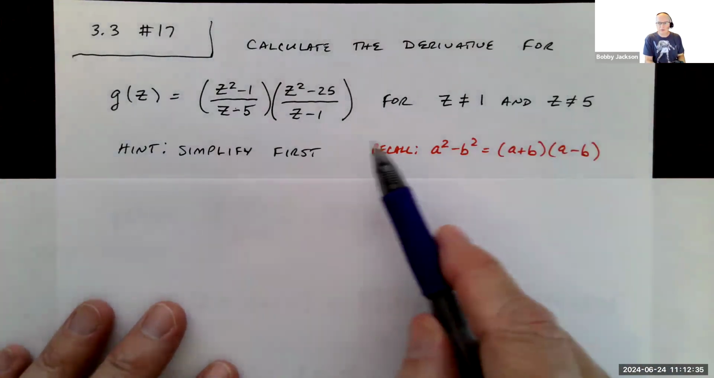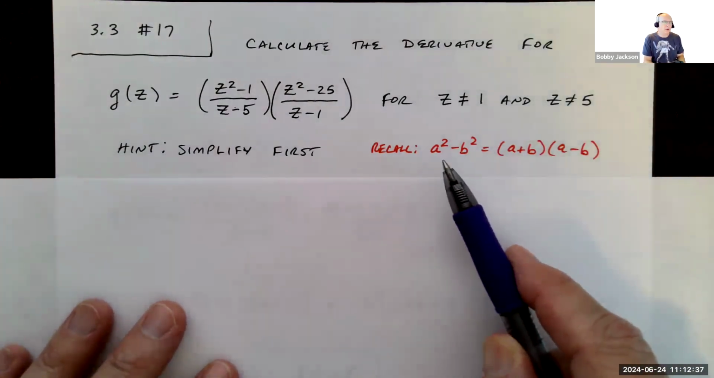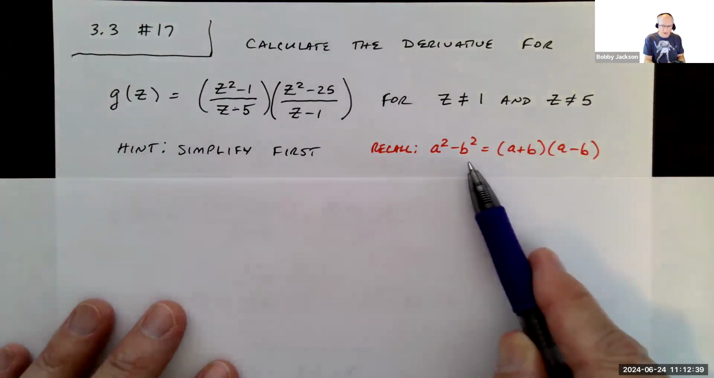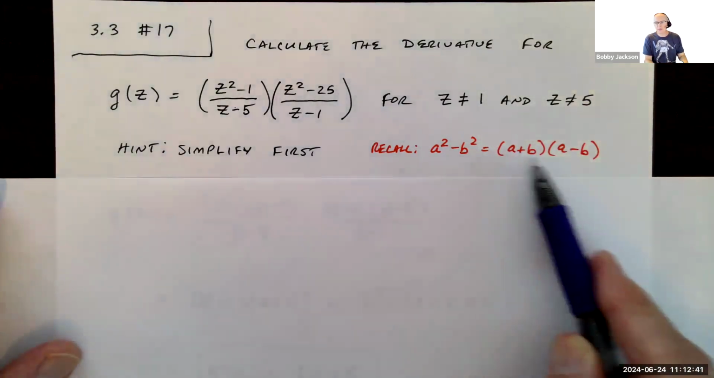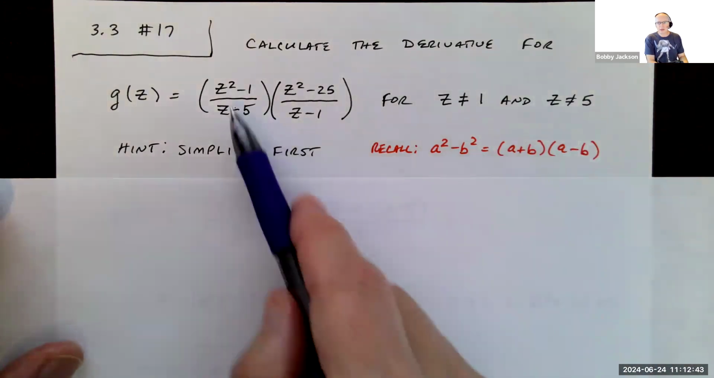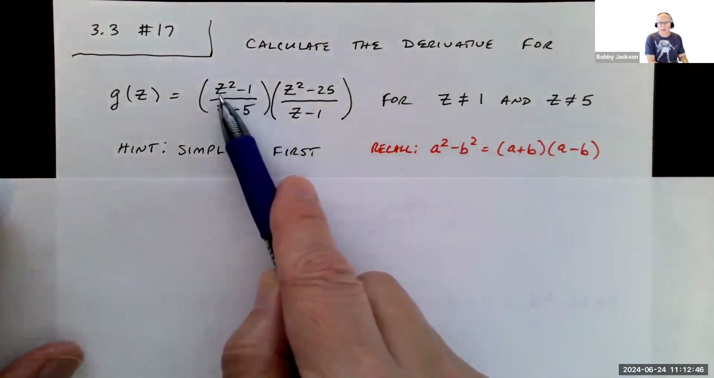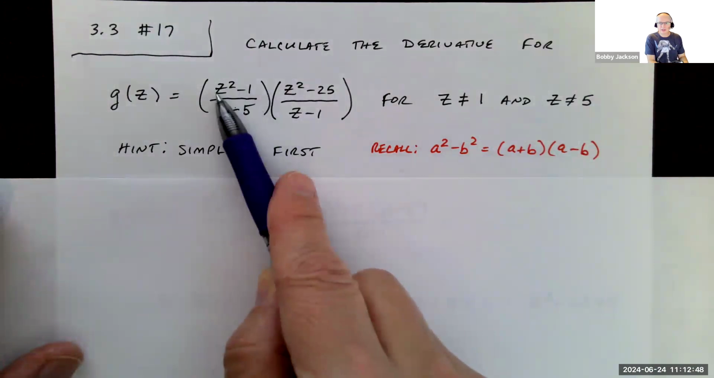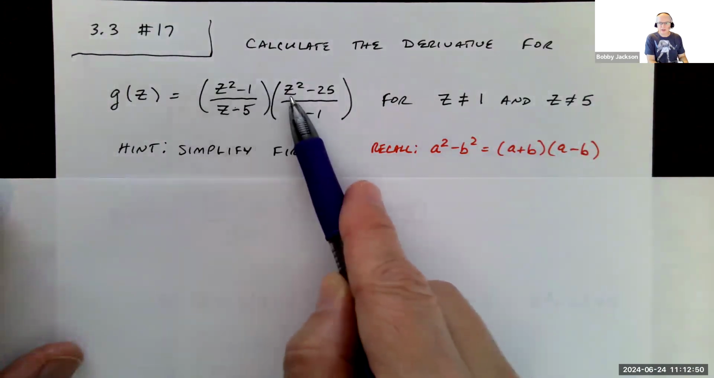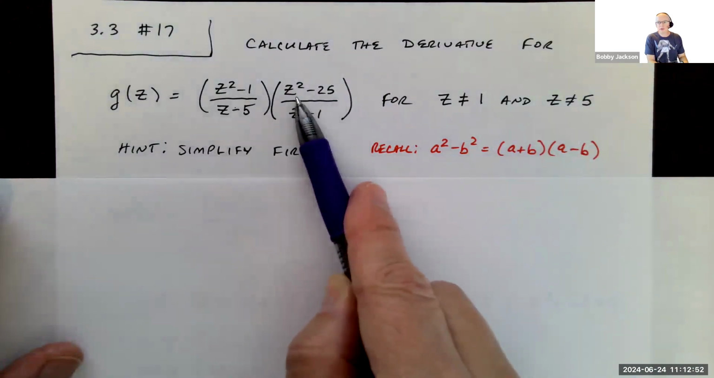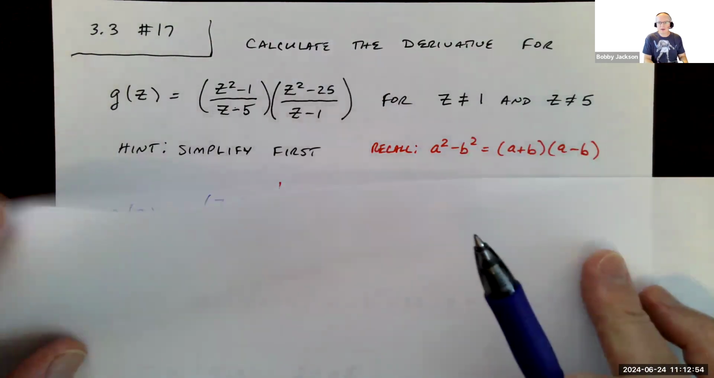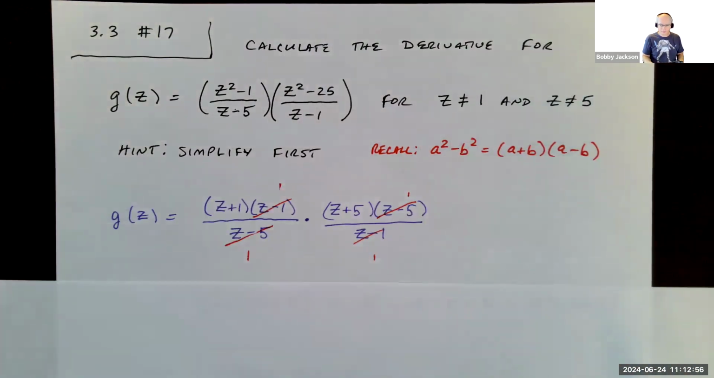Now, how do we simplify? Well, I want you to recall factoring the difference of squares. A squared minus b squared factors as a plus b times a minus b. So notice z squared minus 1 is z squared minus 1 squared. That's the difference of squares. I can factor that. Z squared minus 25, difference of squares. Z squared minus 5 squared. I can factor that. And that's what I do down here.